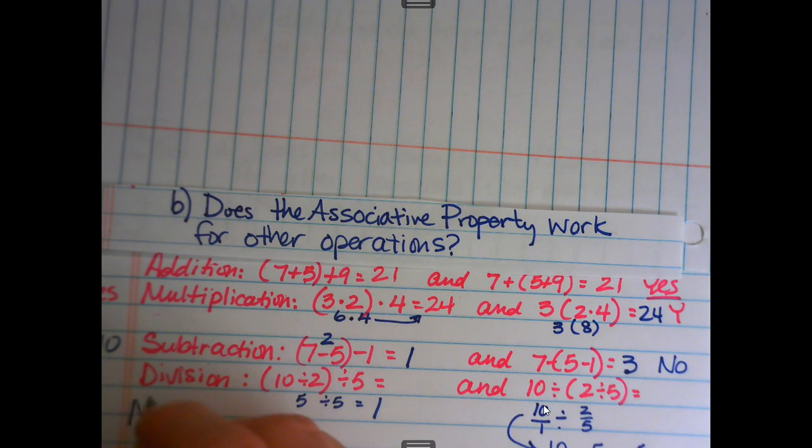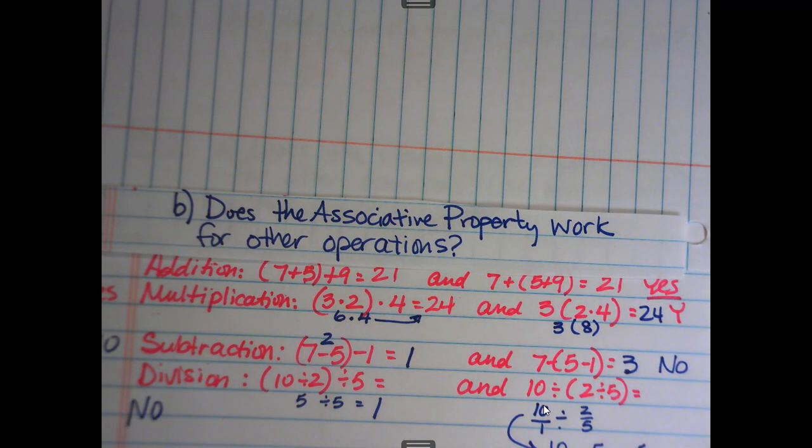So division is not associative. Division is not commutative. Subtraction is not commutative. Subtraction is not associative.